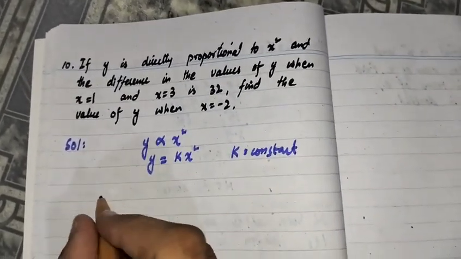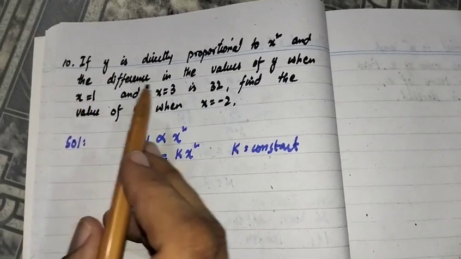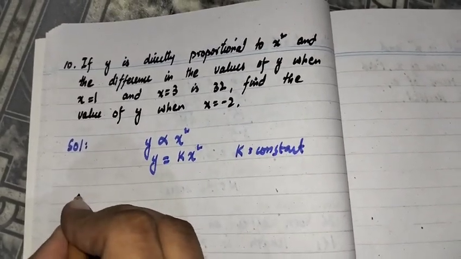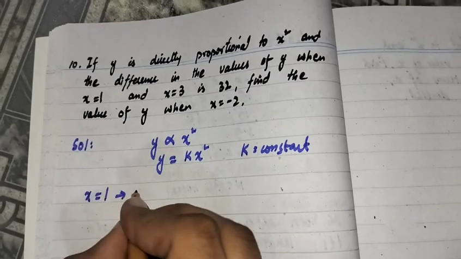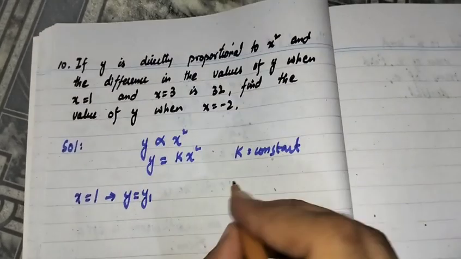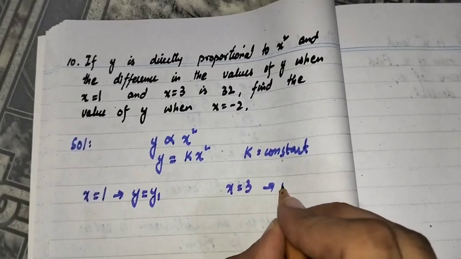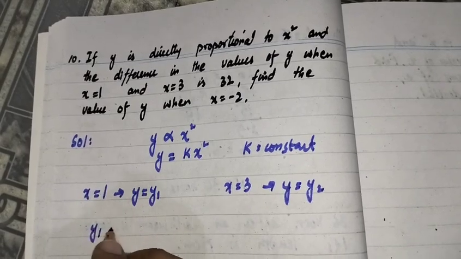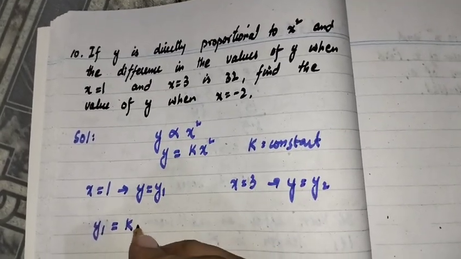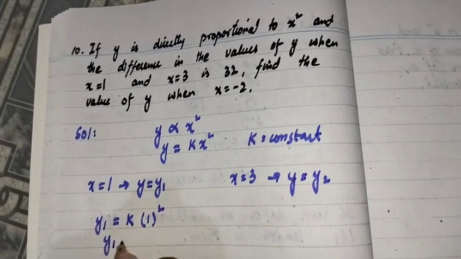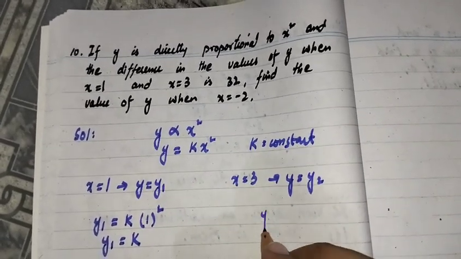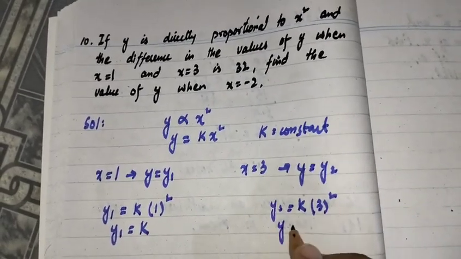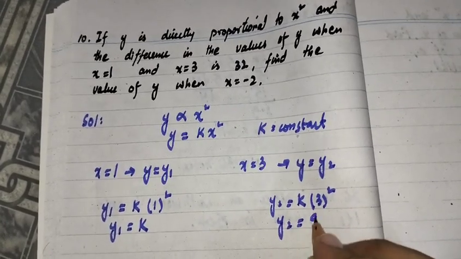So first we will find the value of y when x is equal to 1, then we will find the value of y when x is equal to 3, then we will take the difference of these values. So when x is equal to 1, y will be y1, and when x is equal to 3, I am considering y is equal to y2. So y1 will be equal to kx square, x is 1, so 1 square, so y1 will be equal to k, and y2 will be equal to kx square, and x is 3, so 3 square, and 3 square is 9, so 9k.